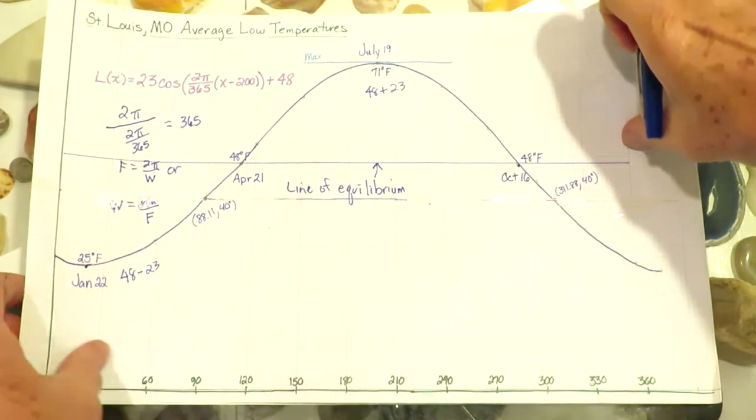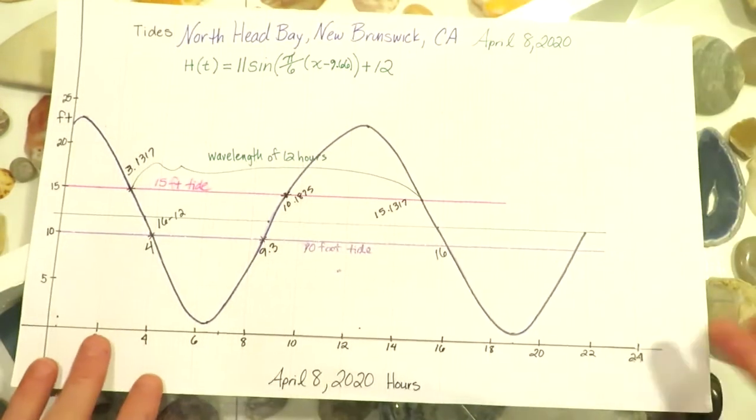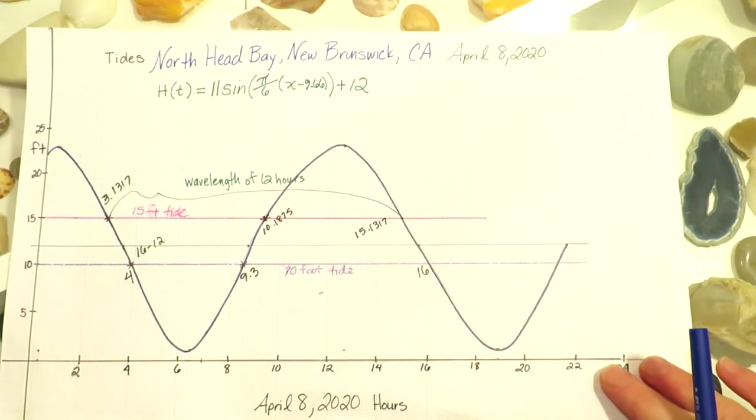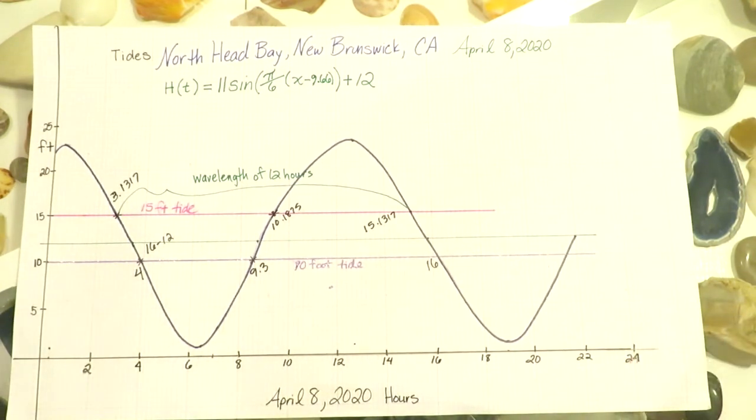Now we have another example. These are the tides at North Head Bay in New Brunswick, Canada. I know that looks like CA for California, but it's Canada. And this was on a specific date. Again, due to the cycles of the moon, the waves are not the same every day of the year. So this was April 8th of 2020. And our formula is 11 times sine of pi over 6 times the quantity x minus 9.66 plus 12.